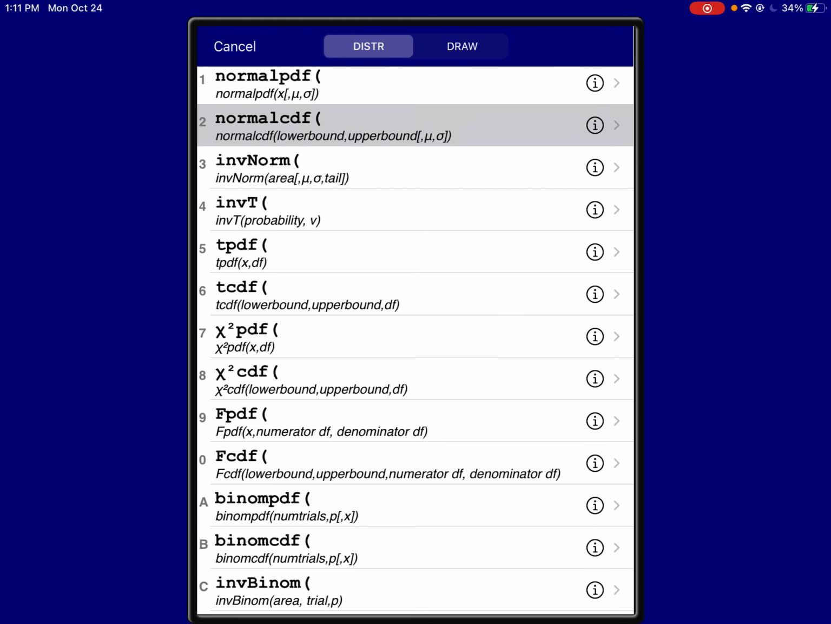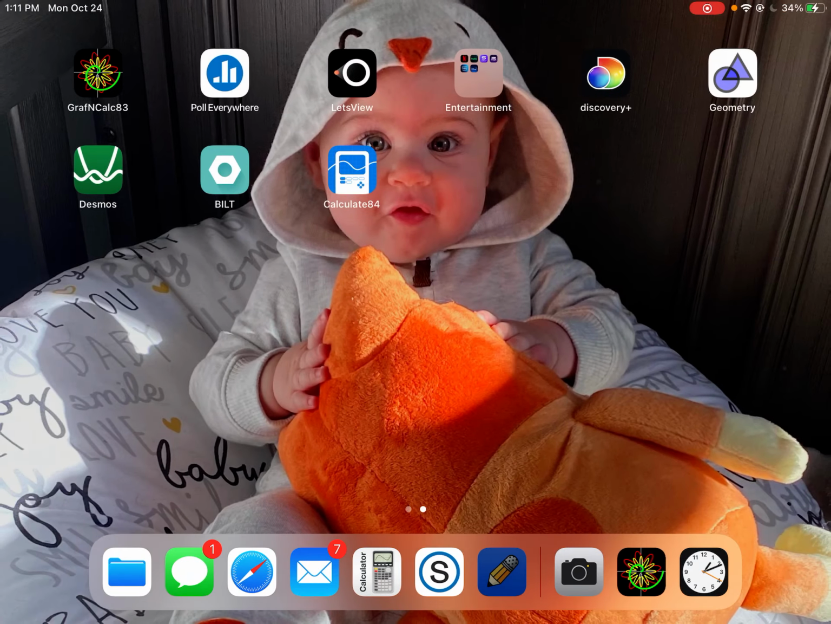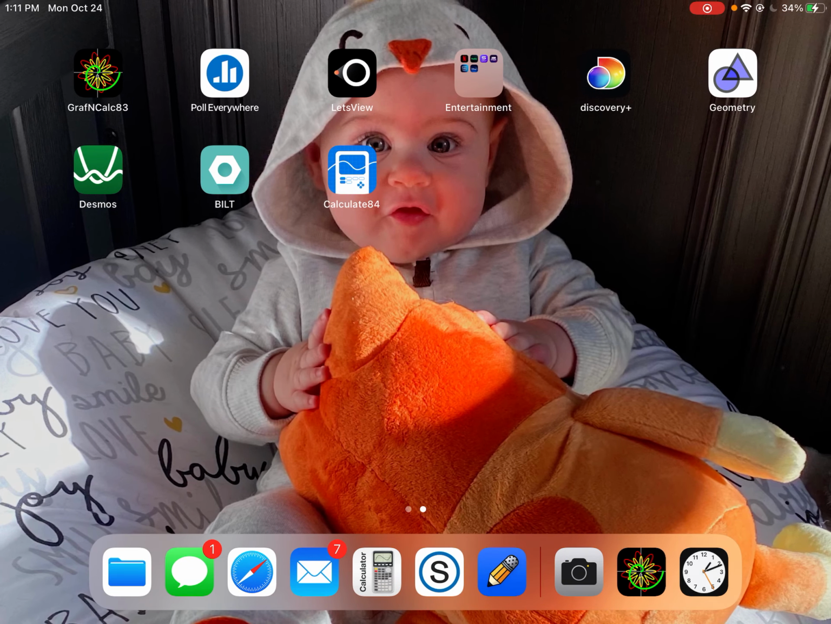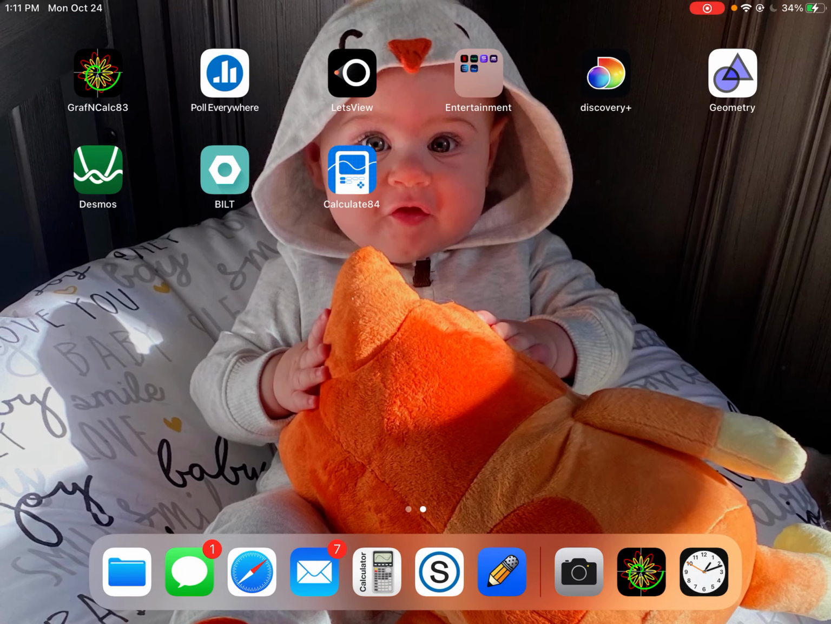Second, negative 99999, 3.95. I'm going with a, what am I going with here? Try first, that's right, 3.98 and 0.0129. And then 0.0129. Let's see what percentage I get. Syntax error, oh come on. We're all human, aren't we? One more time, 3.95, 3.98, and that new standard deviation we calculated, 0.0129. Okay, it's like 1%.